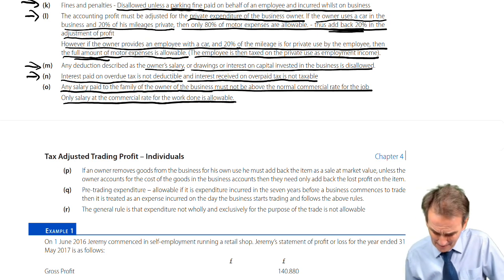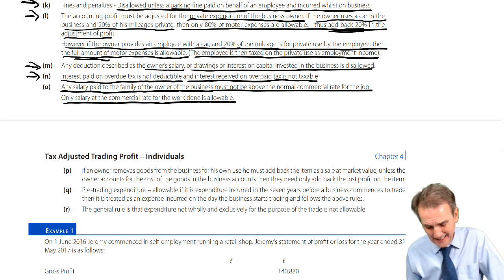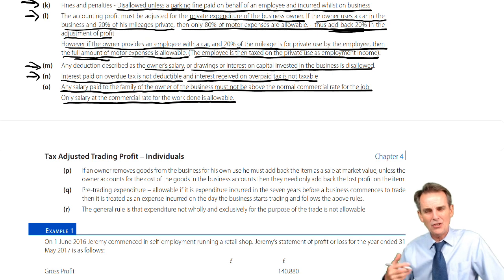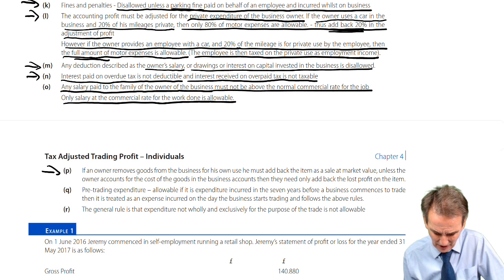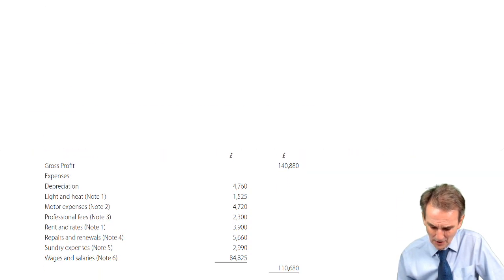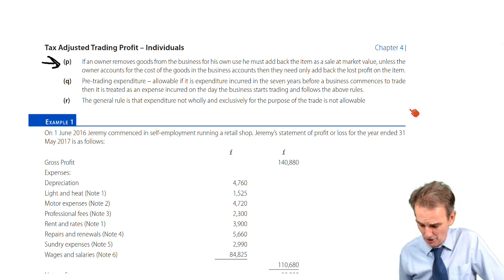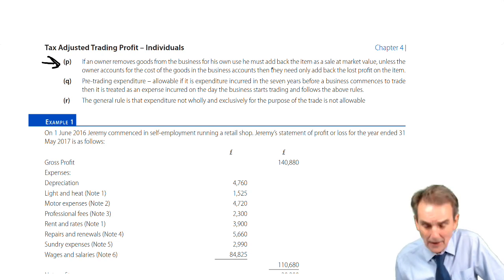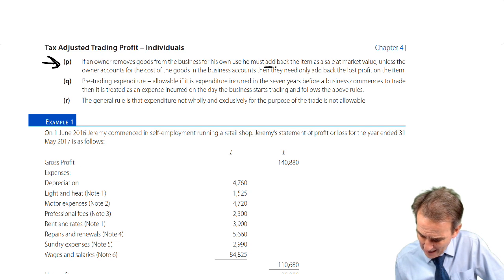Okay, coming back to the next page here on your notes, again, it's a similar area, something to do with the proprietor. And this is one to watch for, another regular one in terms of examination questions. And that's where the owner takes goods from the business out of stock for his or her own use. The rule: if you've taken goods for own consumption as a proprietor, then we must add back the item as a sale at market value.